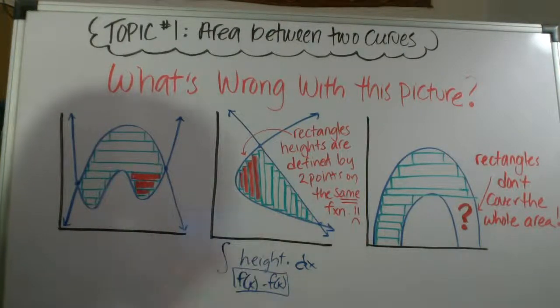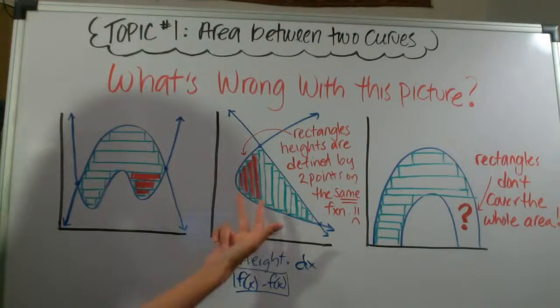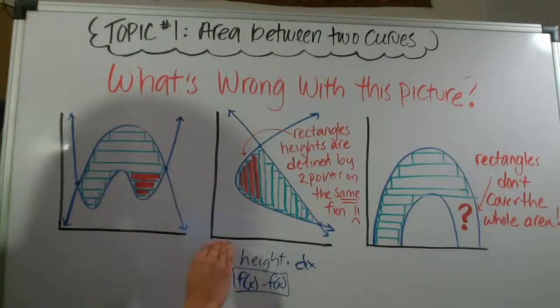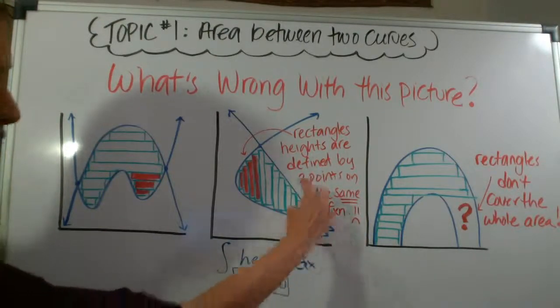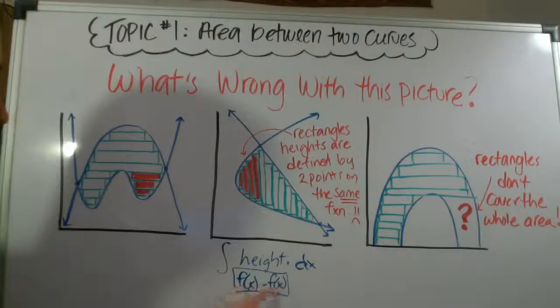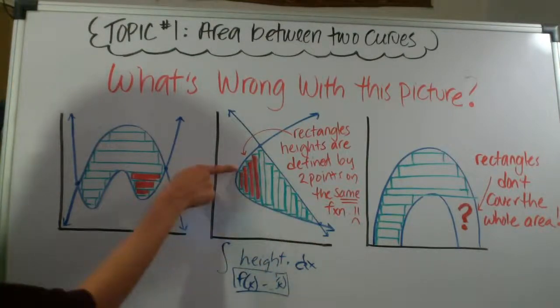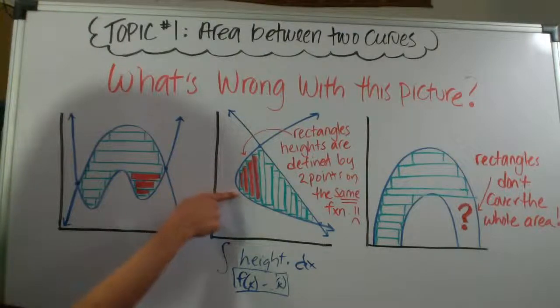So when you draw your rectangles, each rectangle should always have 1 point on one function and 1 point on a different function, or at least on the x-axis. These rectangles are fine because they stretch from the linear function to the parabola. So those rectangles will work out fine because these will be like an f and a g. But you can't have rectangles that stretch and touch 2 points on the same function.